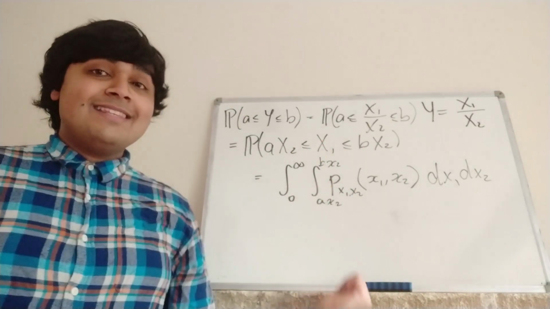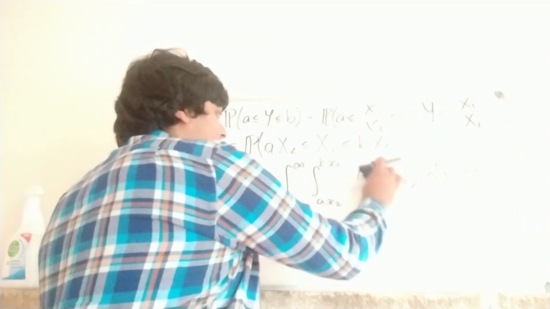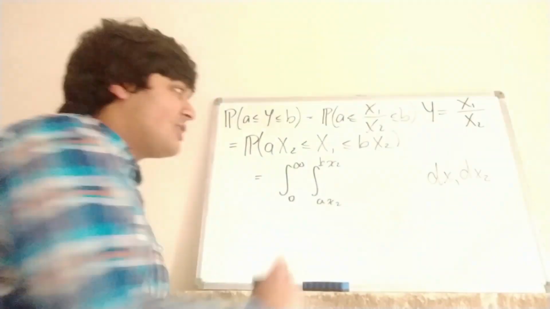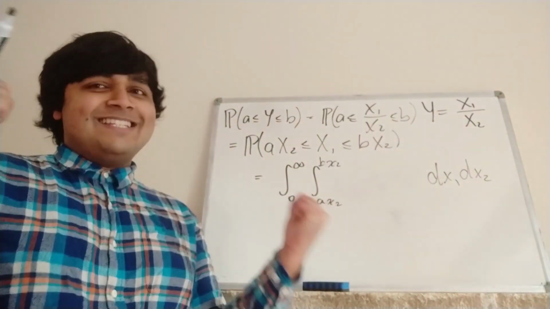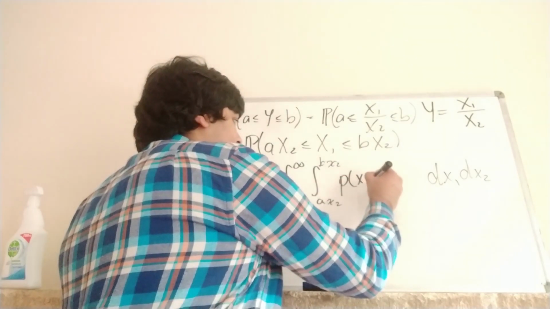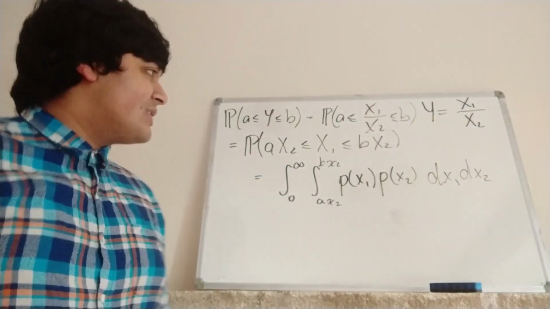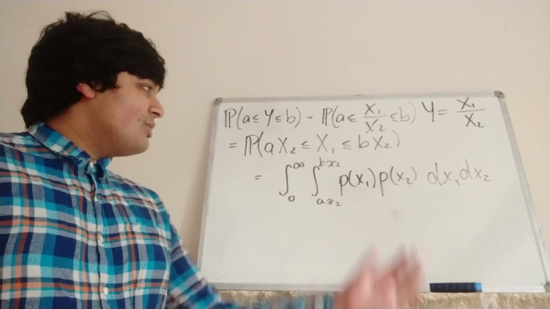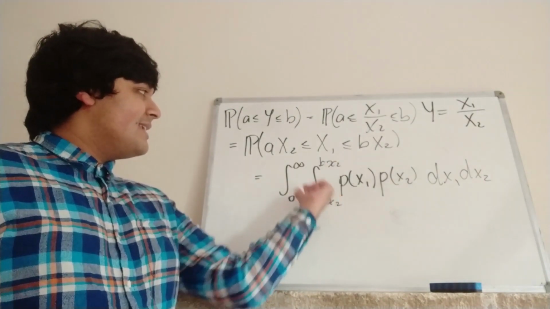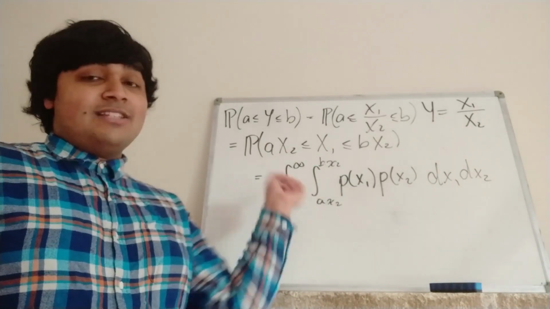But by independence of x1 and x2, we can write the joint probability density as just the individual probability densities multiplied together. So this is just p(x1) times p(x2) dx1 dx2. Now what I'm going to do is just a simple u substitution to make this inner integral have limits a and b as opposed to ax2 and bx2.